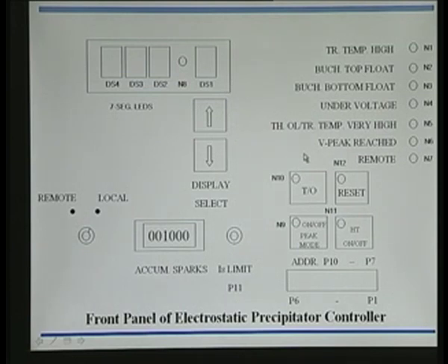If the voltage goes below a particular level, it has to indicate the under voltage. Normally it is minus 40%. If line voltage goes below, it will indicate here, and this we have already seen.